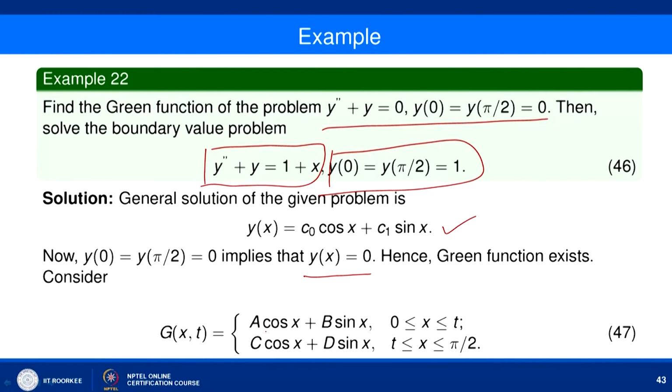So G(x,t) equals a cos x plus b sin x, where x is less than or equal to t, look at this term only, and c cos x plus d sin x when t is less than or equal to x. So we have two regions, x less than or equal to t and x greater than or equal to t. Here we need to fix a, b, c, d depending on the properties. First, a cos x plus b sin x must satisfy the boundary condition given at the point x equal to 0, and c cos x plus d sin x must satisfy the boundary condition given at the point x equal to pi/2.